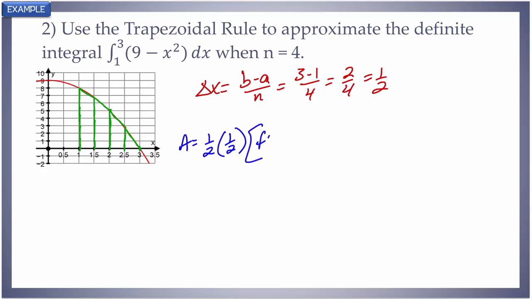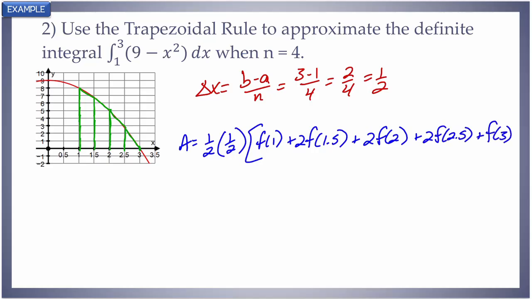So I'm going to have 1 f of 1, I'm going to have 2 f of 1.5, I'm going to have 2 f of 2, 2 f of 2.5, and then 1 f of 3, which, spoiler, is going to be 0. Should not be a spoiler because you can see it right there in the graph. Let's work this out a little bit here.